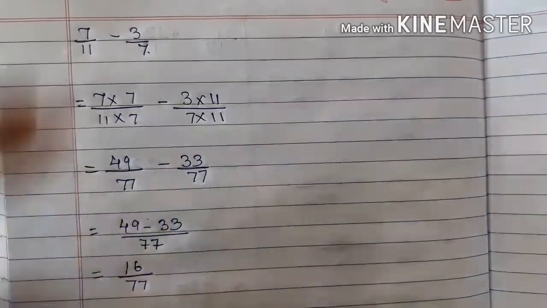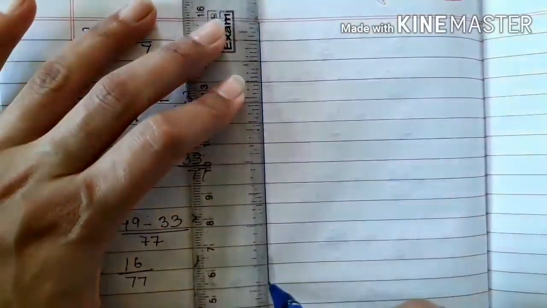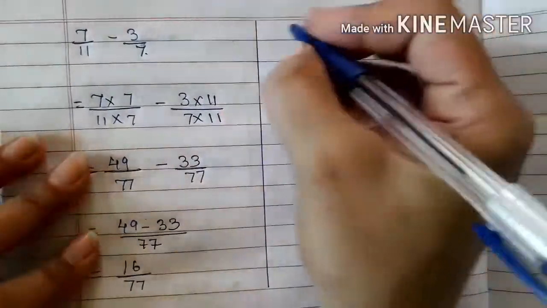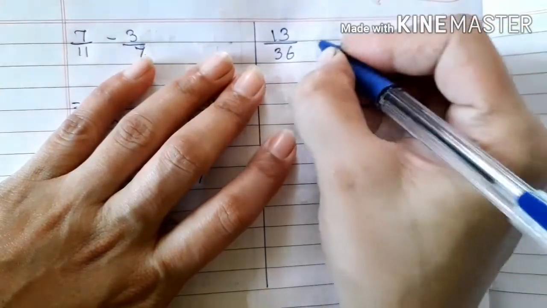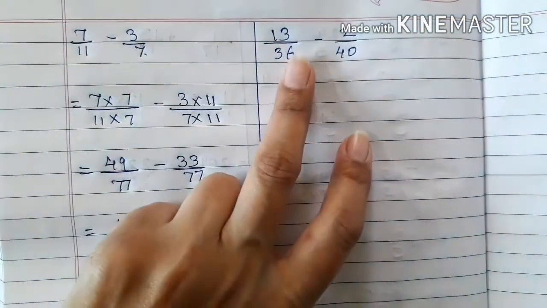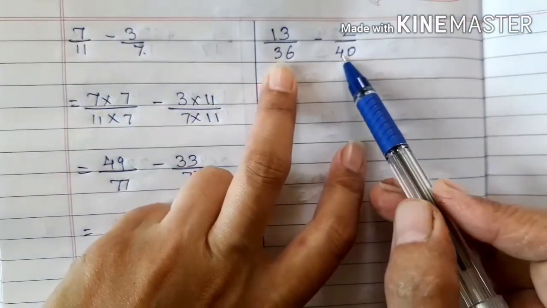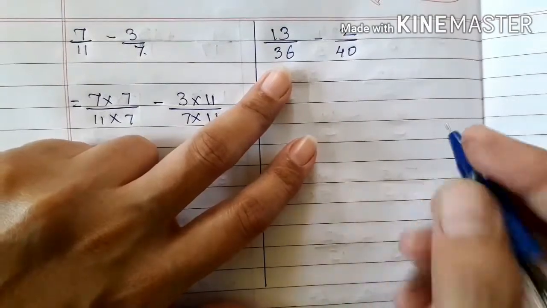Okay, children, I hope this sum is clear. Same method, only we have to subtract. Okay, now one more sum we will take. Over here you will see, children, that the denominators are big. So what we have to do is first find the LCM.